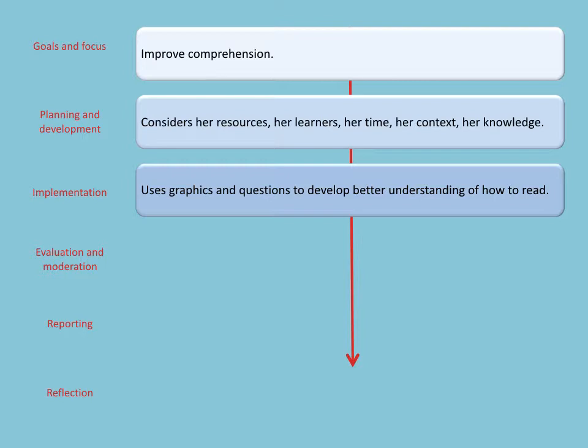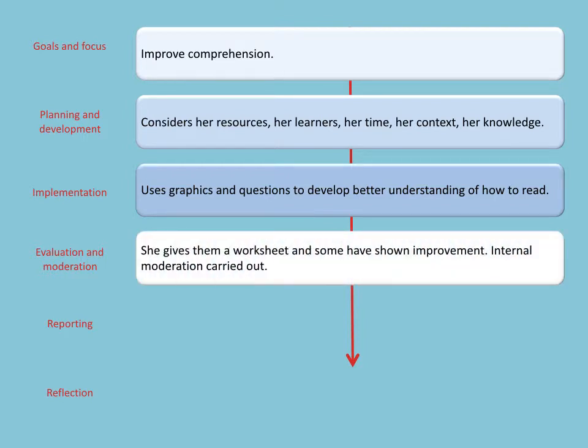She tries it out, she uses it in the classroom, and now she gets to a point where she needs to evaluate and see how she's done or how the learners have done. So she gives them a worksheet, and in this worksheet it shows that some learners have actually shown improvement. And she gets it internally moderated. So in other words, she asks one of her colleagues to look at the worksheet and say, is this of the correct standard or so on? Because you don't want to have a lower worksheet or a lower level and then look as though you've actually improved. And that's why internal moderation is so important.